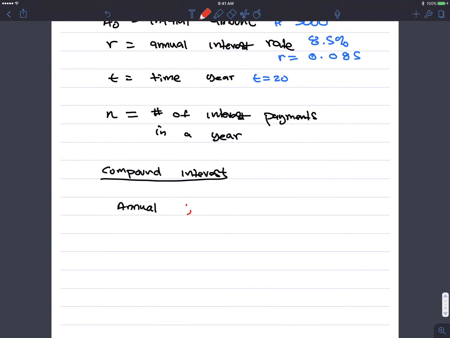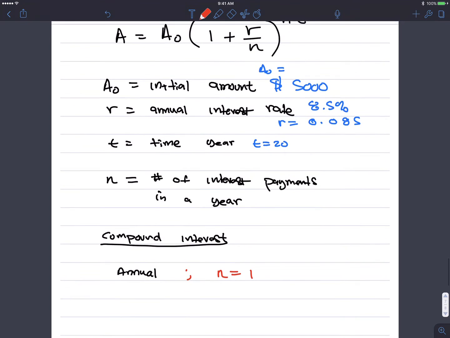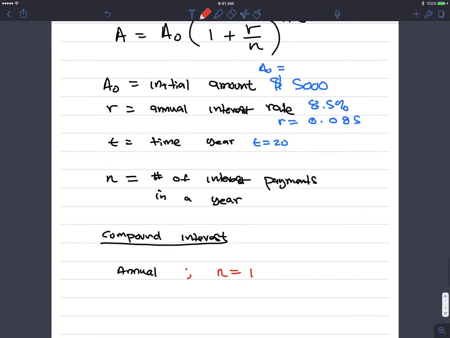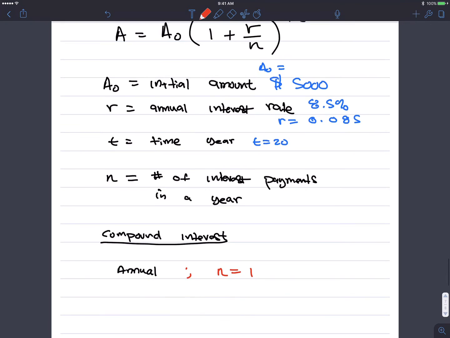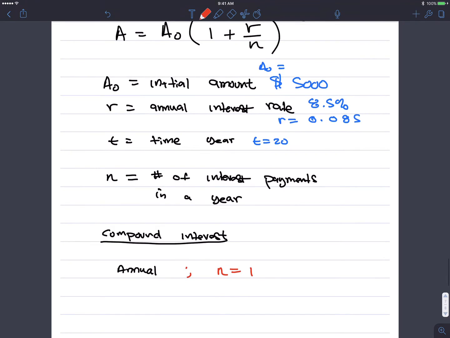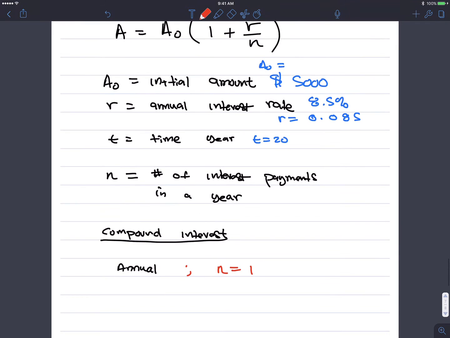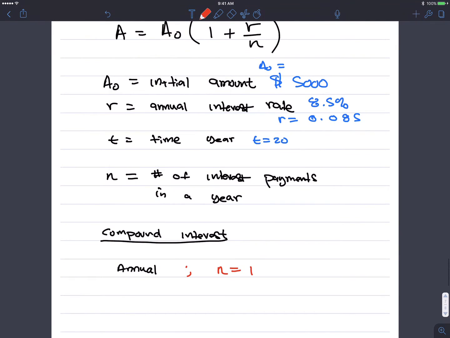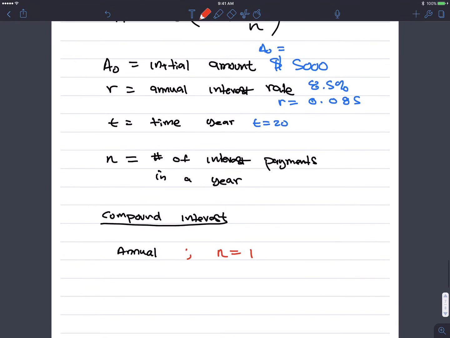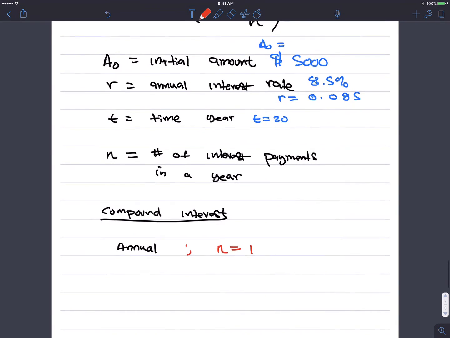You know what that means? You get one interest payment in a year. So after a year, they go, here's your interest. That's compounding your interest annually. N is 1. We're leaving our money here for how many years? 20 years. So, after the first year, they go, here's your interest. Then after the second year, here's your new interest. Third year, here's your interest, and so on.